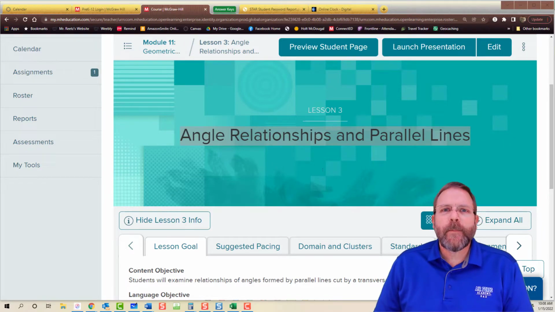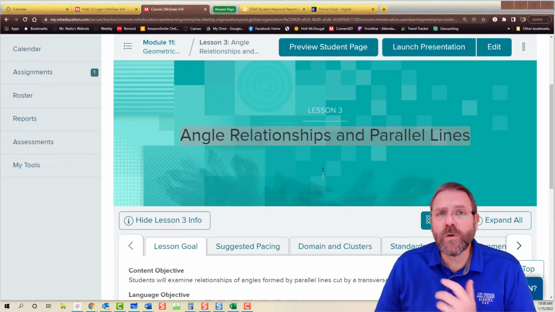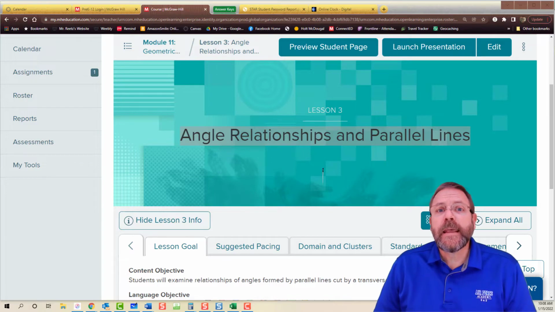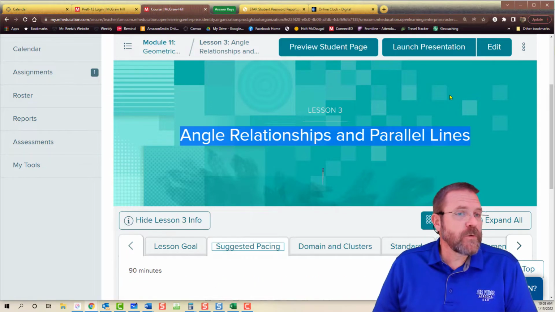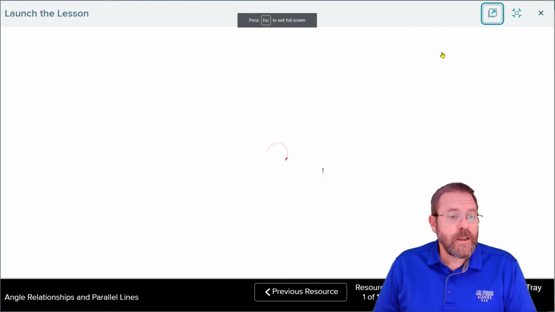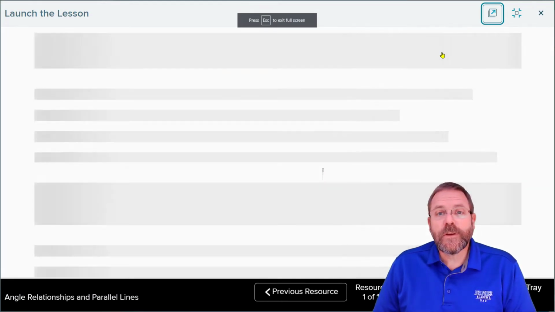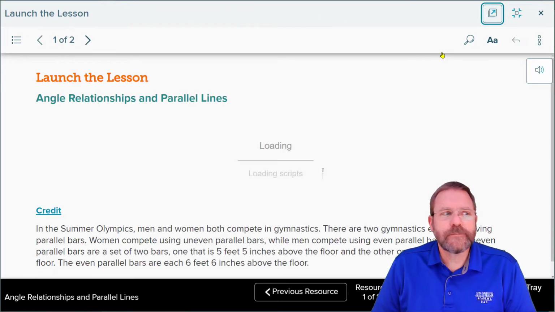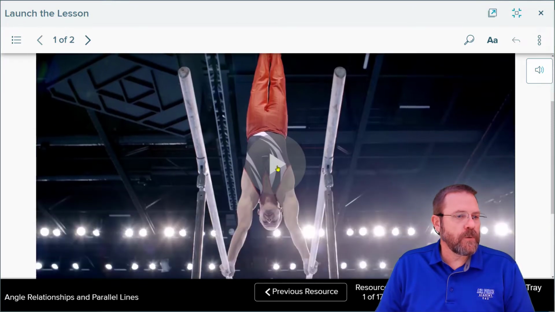Today we're going to be looking at Module 11, Lesson 3, which covers angle relationships with parallel lines. These are some really cool concepts, and if you learn the vocab associated with it, it's a super easy lesson. If you do not learn the vocab associated with it, well, then there's going to be that too. The textbook's claiming this is a 2-day lesson. We have 17 resources to get through. Let's get into it. Looks like we're starting with a gymnast.